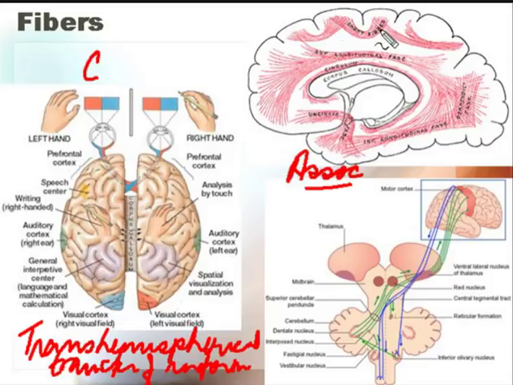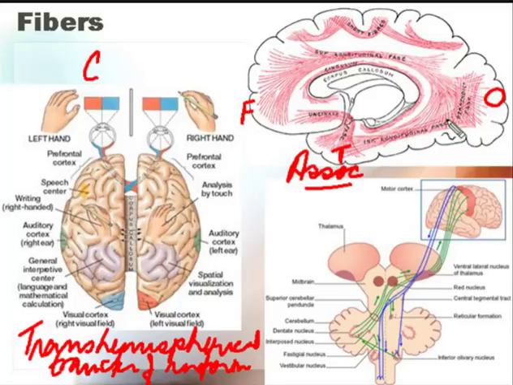Then we have the long association fibers, which connect, for example, the frontal lobe to the occipital. So you have the superior longitudinal fasciculus, and this is where, for example, in the visual pathway you had fibers that went to the frontal eye field. So you can see they'll pass through like this. So this is called the superior longitudinal fasciculus. And then this inferior longitudinal fasciculus is connecting the occipital to the temporal lobe. So this is where it is. And then you have others which, as you can see here, connect the frontal to the temporal.